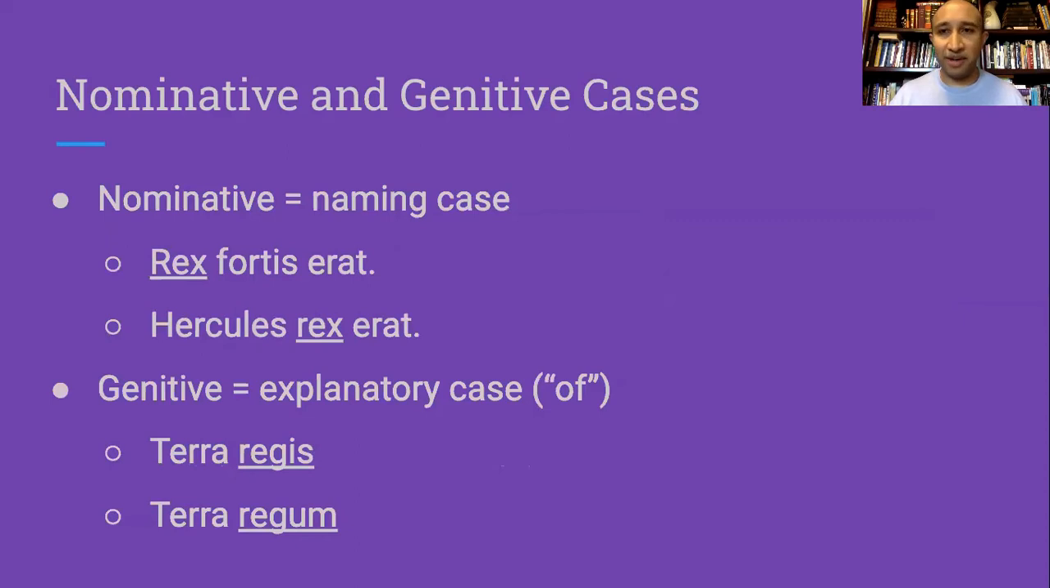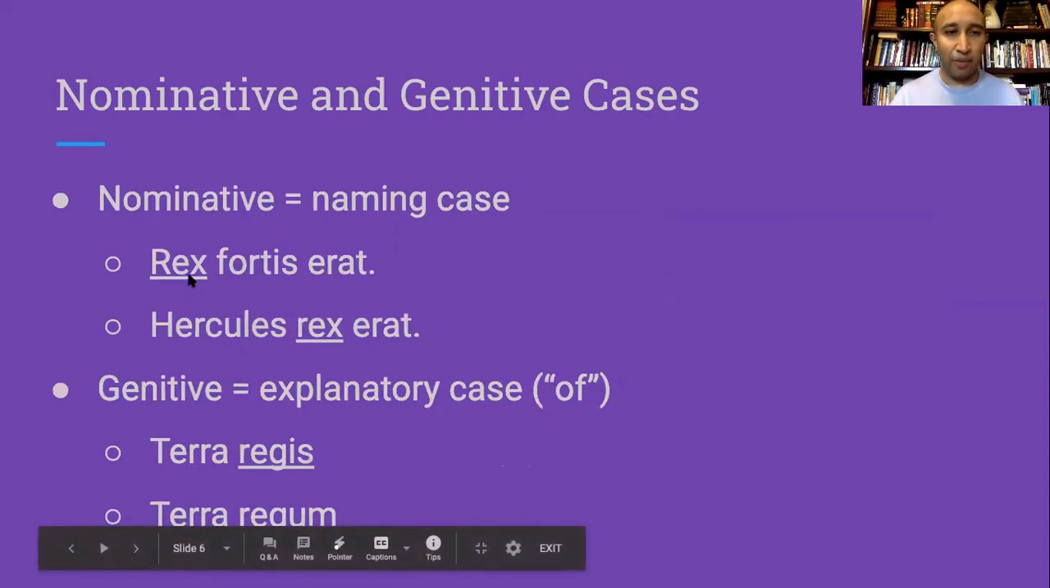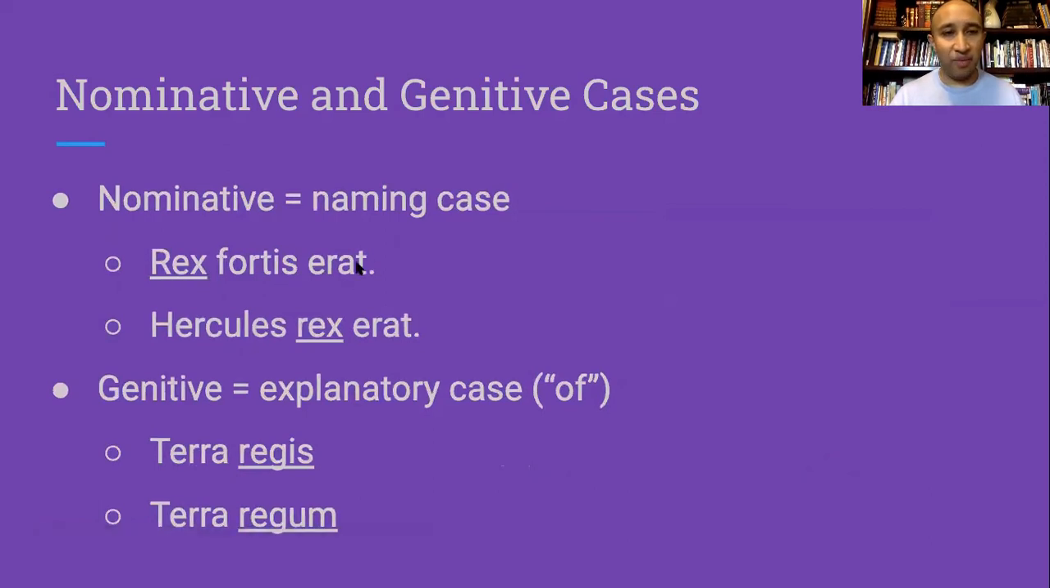So the nominative case, okay, is what we call the naming case. It's how you identify something in Latin. You point it out, okay? So the nominative case is used to express a subject in the sentence. So in this first sample here, rex, as we've seen, fortis erat, the king was brave, okay? So nominatives are used for subjects. They identify, they name the subject of the sentence.